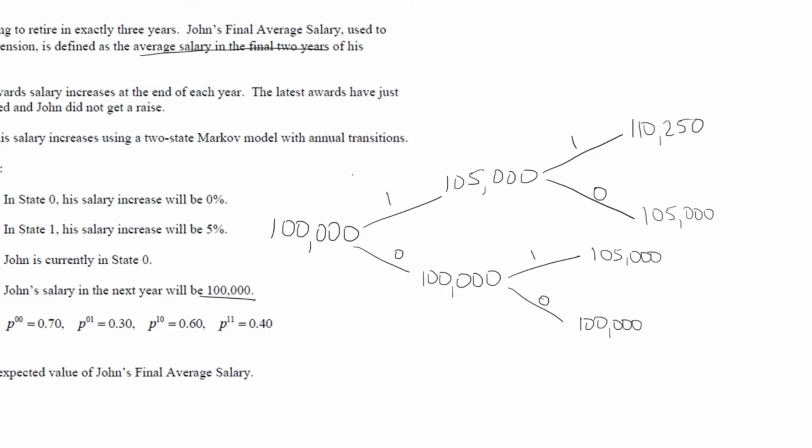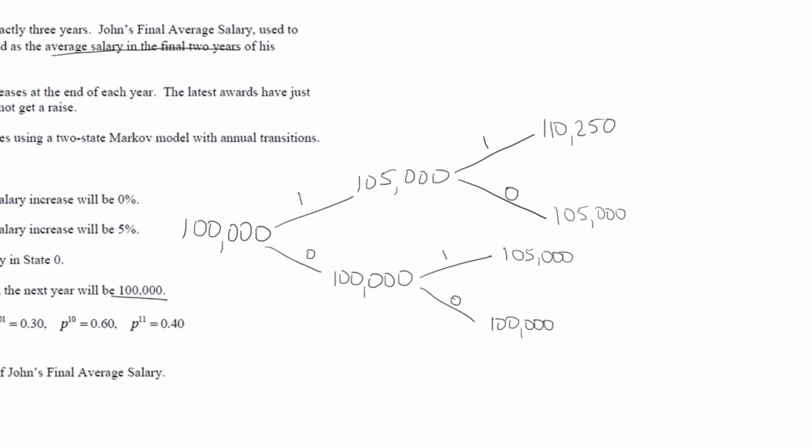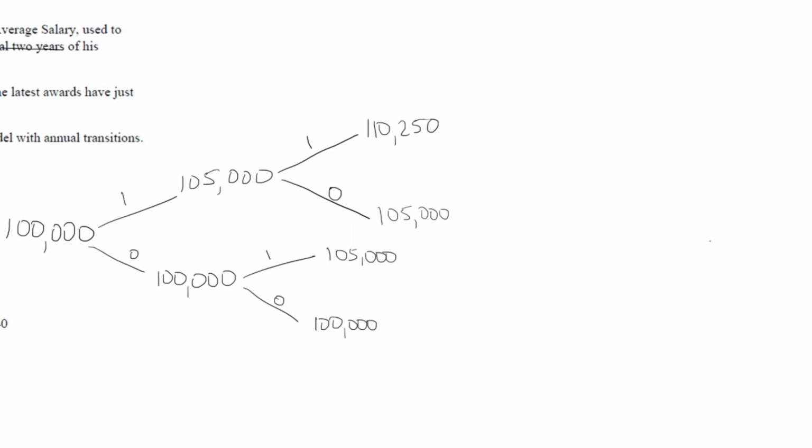So we're looking for the average salary. So we need to take the average of the final 2 years. And we also need the probability. So first we're going to look at the average. I'll start off with the bottom one. So the average is 100,000. And now for the next one, it goes from 100,000 to 105,000. The average is 102,500.